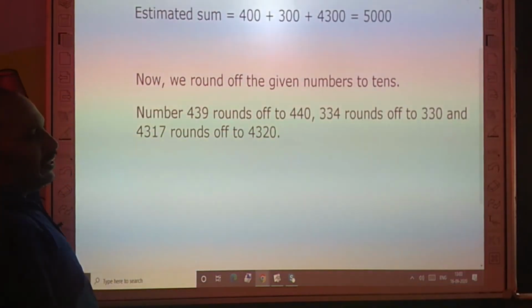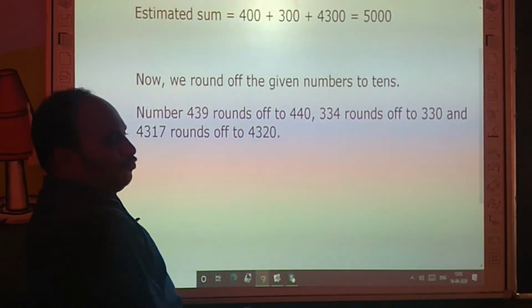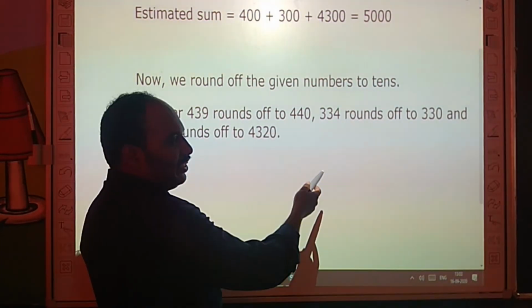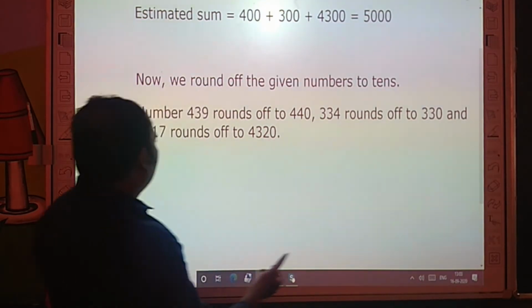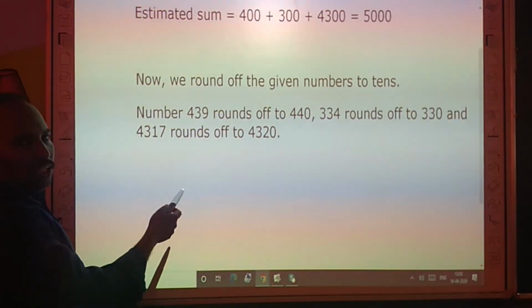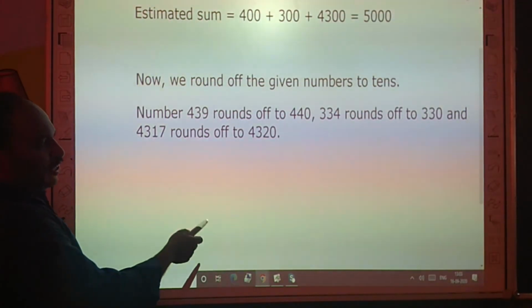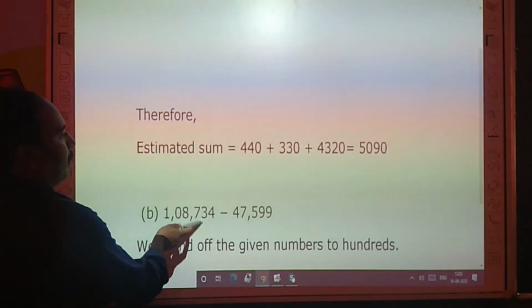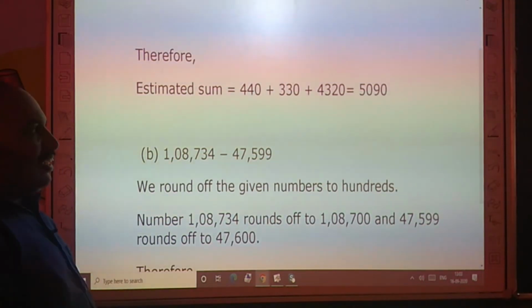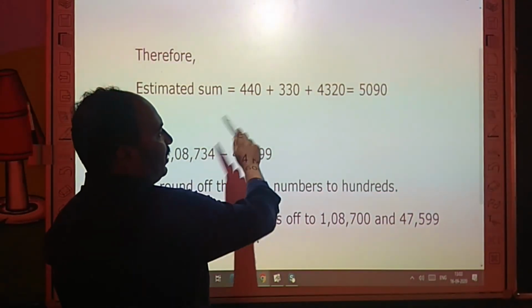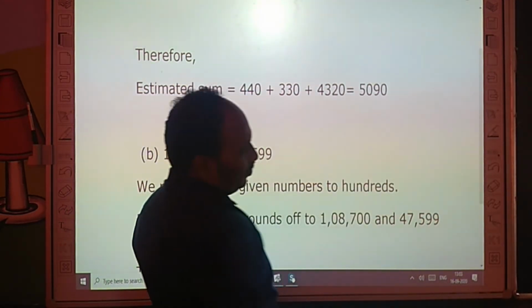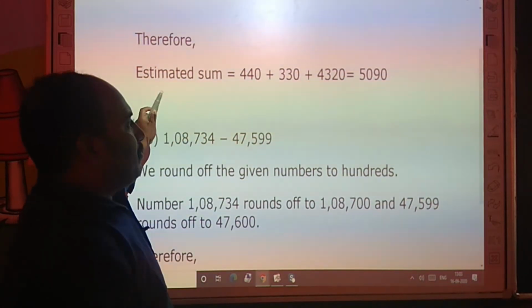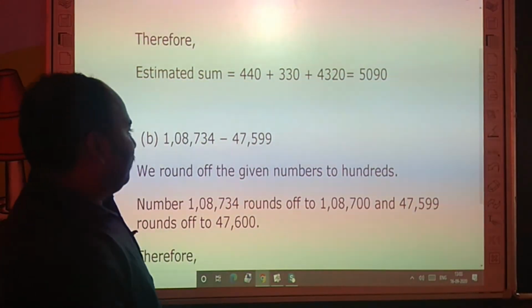Next we go to the tens. First one, 439, nearest 10 means 440. 334, rounded off to the nearest 10 means 330. And then 4370 rounds off to 4370. Estimated sum means add 440 plus 330 plus 4370. So our estimated sum is 5140.